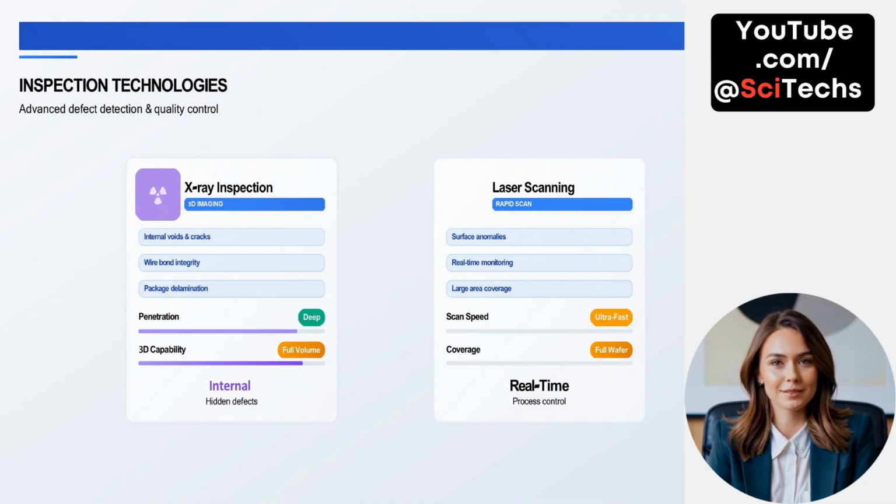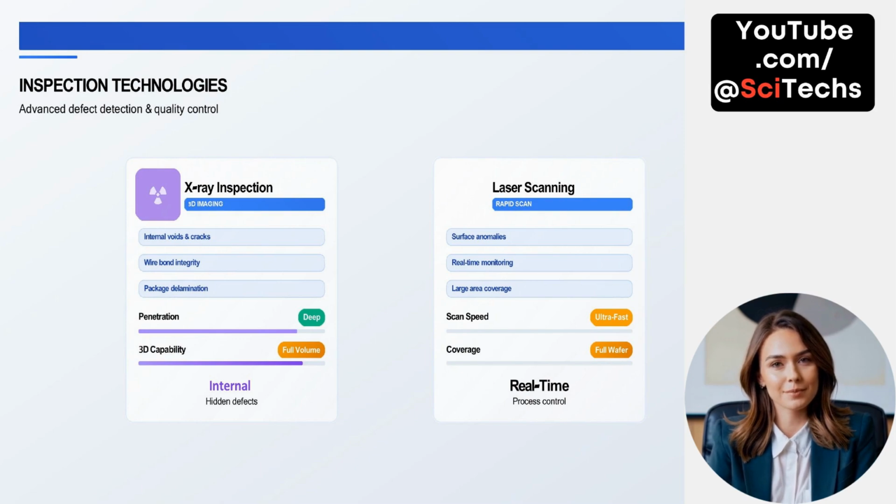Inspection technologies. In semiconductor manufacturing, advanced inspection technologies are vital for defect detection and quality control. X-ray inspection is a powerful non-destructive technique that enables 3D imaging to reveal internal voids and cracks that are not visible externally. It also assesses the integrity of wire bonds and can detect package delamination issues. This technique offers deep penetration into the material, allowing for full volume inspection and revealing hidden internal defects. Because of its 3D capability, X-ray inspection plays a crucial role in identifying internal structural failures before they impact device reliability.